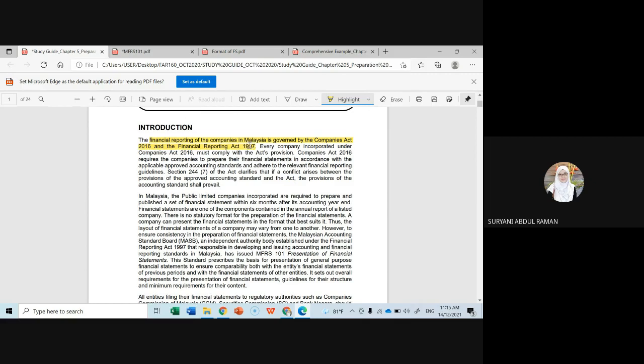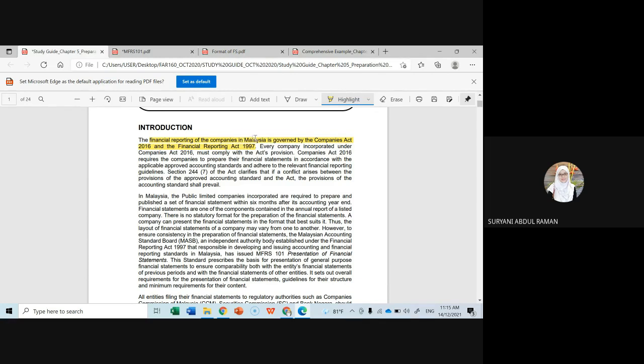Why do we need to follow the standard? One reason is that the financial reporting of companies in Malaysia is governed, meaning it is being ruled and monitored by somebody. Who are they? The Companies Act 2016 and the Financial Reporting Act 1997. An Act is actually the undang-undang, the rules. And if you break the rule, what will happen? You will be penalized. So it's very important for companies.